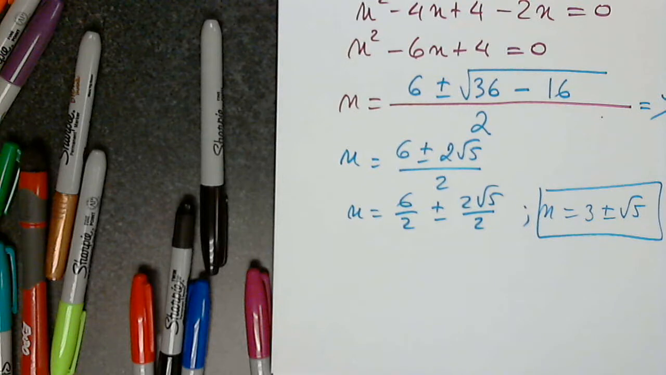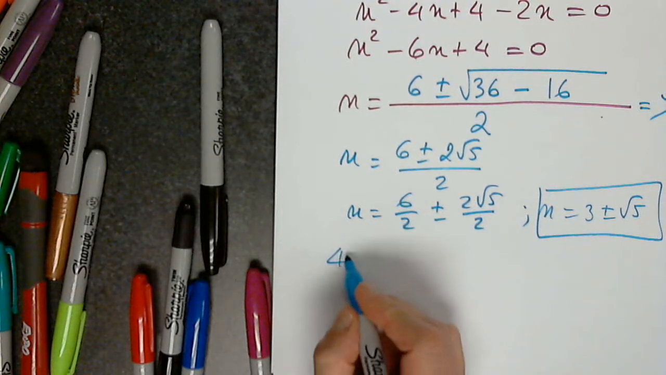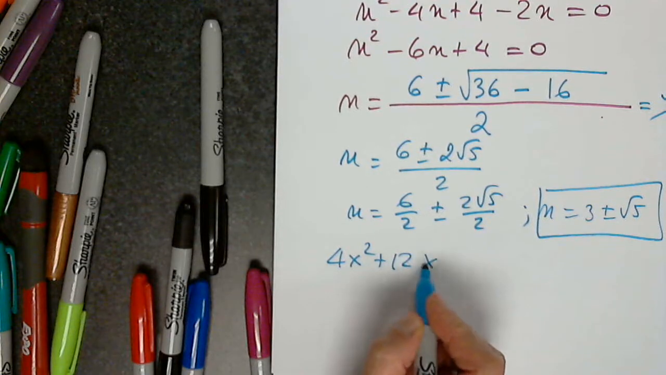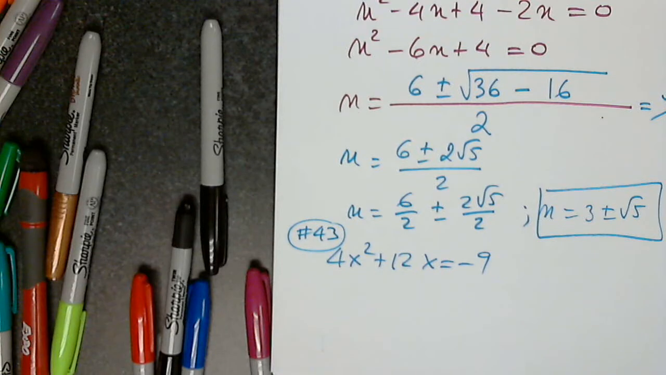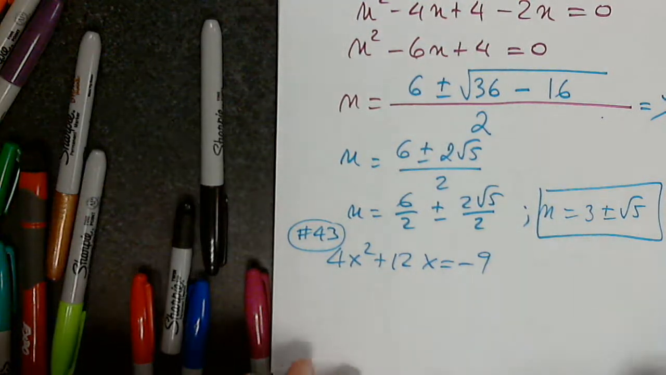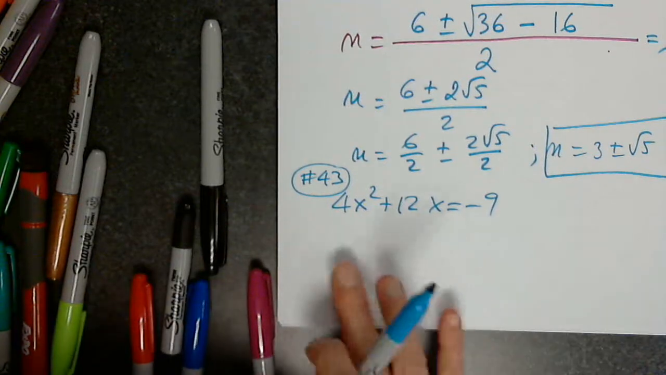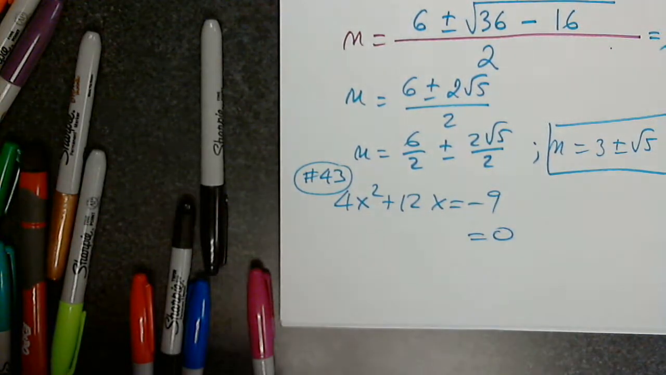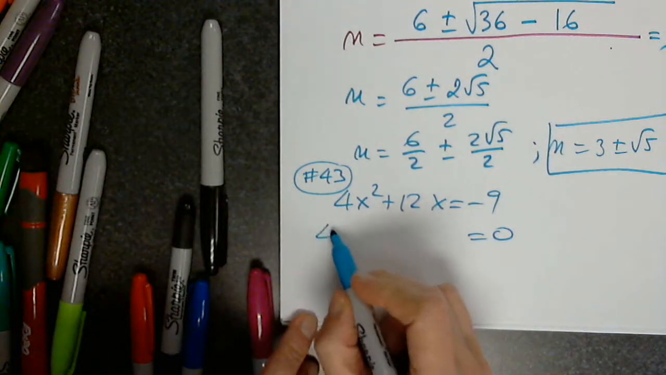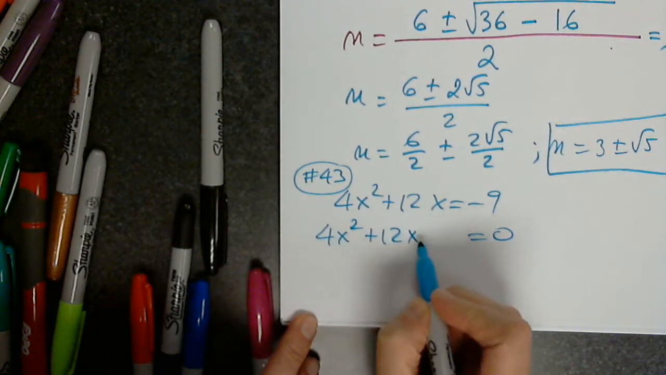43, same page? Okay, 43. In 43 we have 4x squared plus 12x equals negative 9. And we're asked here to use the discriminant to determine the number and type of solutions. So in order to determine this discriminant, first of all, we have to set the equation equal to 0. So we have all the terms, everything on one side.